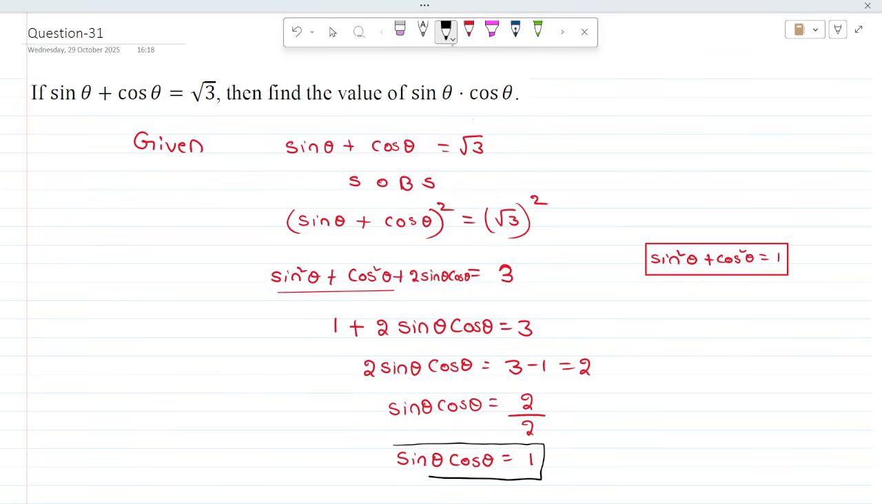Is it clear? And highlight your final answer. That will be easy for them to correct. That's what they asked, right? Sin theta into cos theta is how much? It is 1. Okay? Let's do the next question.